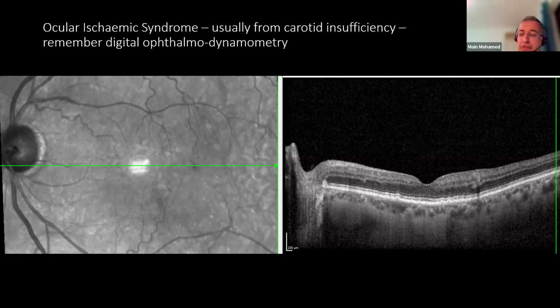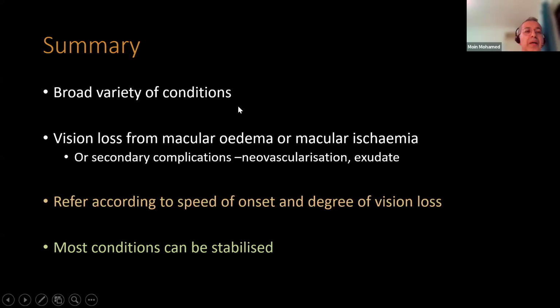Okay, I've not gone so far over. I was nearly up. So in summary, there's a huge, broad variety. Obviously, the first retinal vascular disease is diabetes, but we did a separate session on diabetes. Vision loss from any of these conditions is really either macular ischemia or macular edema, or the secondary complications, neovascularization or exudate deposition. And you refer according to the speed of it.